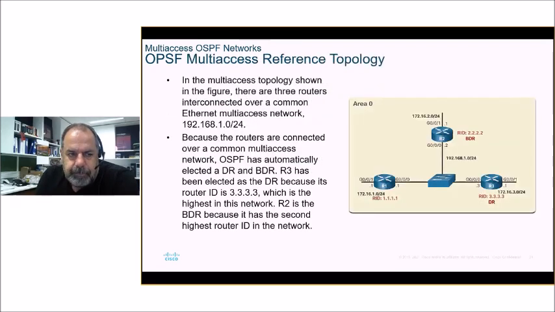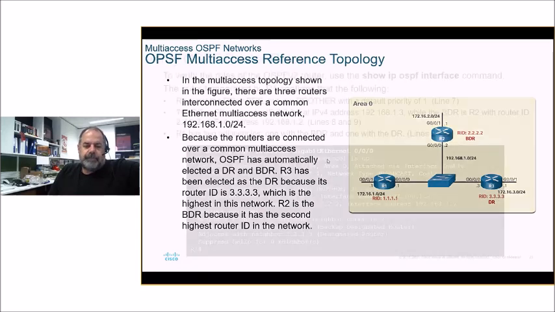In the multi-access topology shown in the figure, there are 3 routers interconnected over a common network. Because the routers are connected over a common multi-access network, OSPF has automatically elected a DR and BDR. Because there's been no priority set, router 3 has the highest router ID, router 2 has the second highest, and router 1 has the lowest.